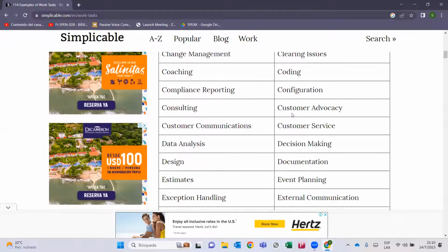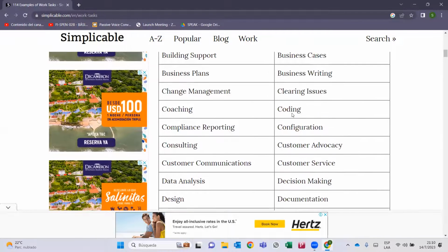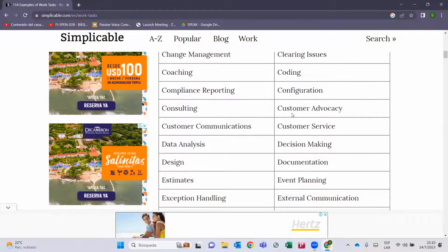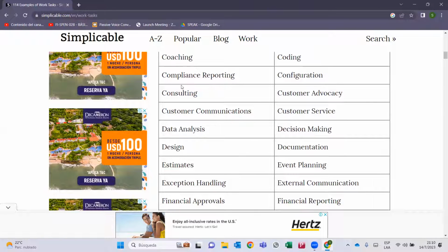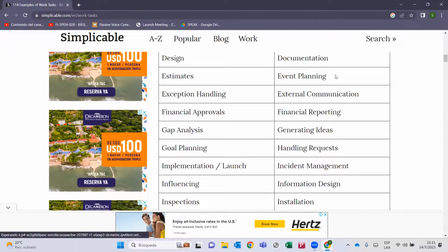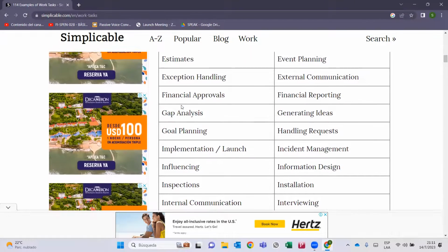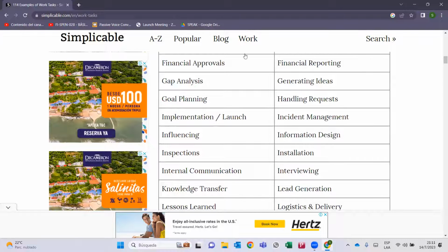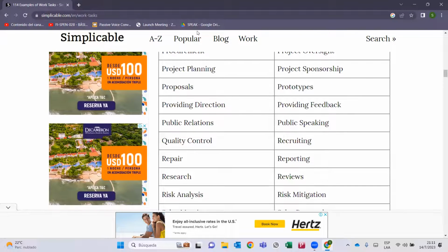So for example, these are tasks at the workplace: business plan, business management, coaching, consulting, customer communication, design, gap analysis, goal inspections, internal communication. This is more like business, right? Business related.